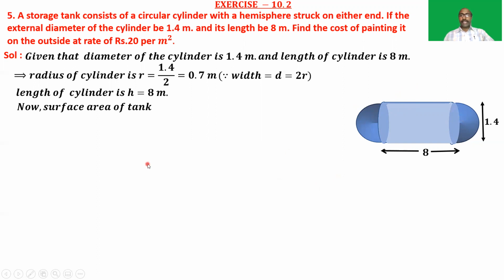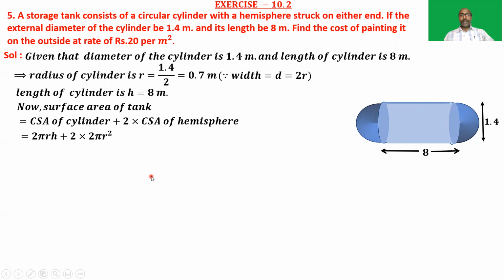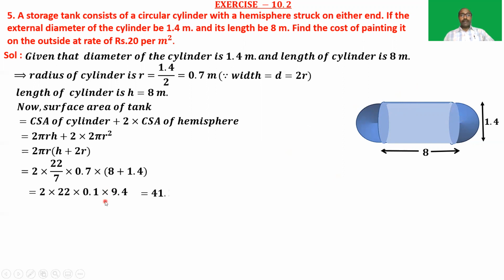So the surface area of the tank is equal to the curved surface area of the cylinder plus 2 into the curved surface area of a hemisphere. That is 2 pi r h plus 2 into 2 pi r square. So taking 2 pi r common, (h plus 2r). So by substituting values, we get the surface area as 41.36 meter square. So the surface area of the tank is 41.36 square meters, and we have to paint the outside of this tank, that is, its total surface area.